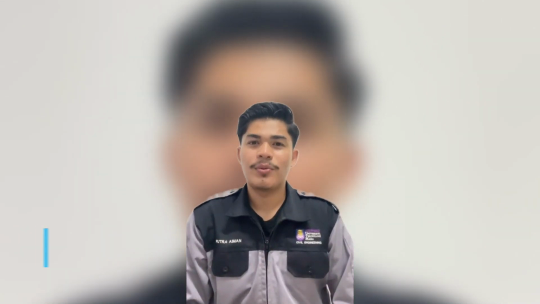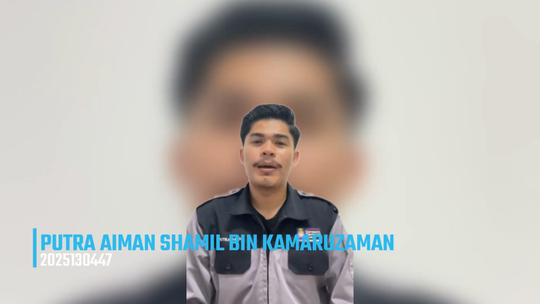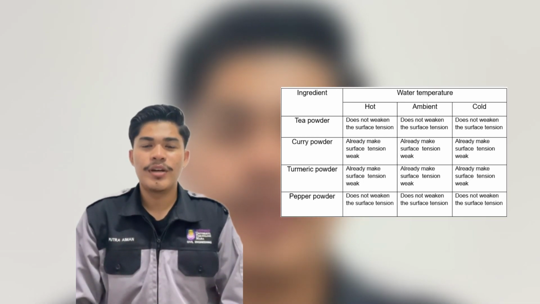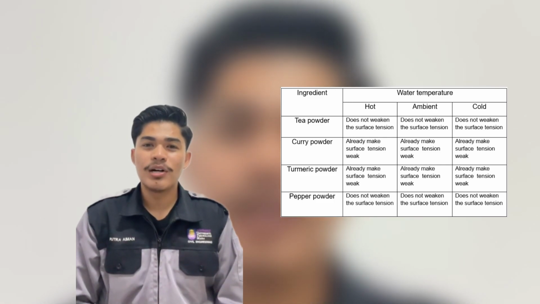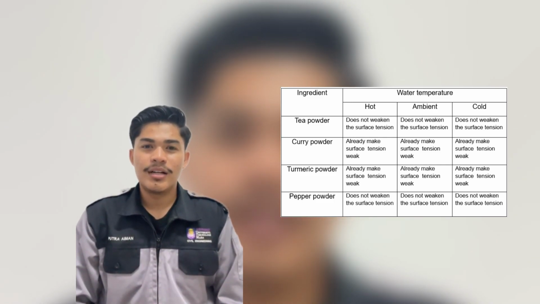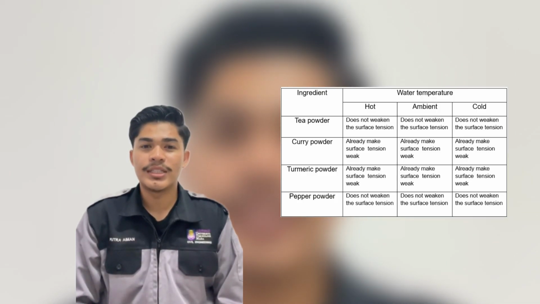Based on the experiment we have done, it can be explained that pepper powder and tea powder do not reduce the surface tension of water. This is because these materials do not dissolve or settle in water after being sprinkled on the surface of the water. However, this theory cannot be applied to turmeric powder and curry powder. This is because after the test, this material continued to dissolve or settle at the bottom of the cup. This clearly proves that this material has reduced the surface tension of water.